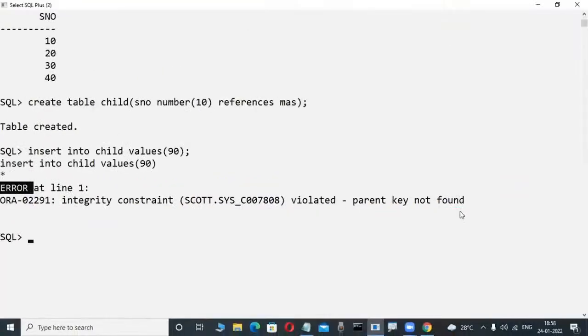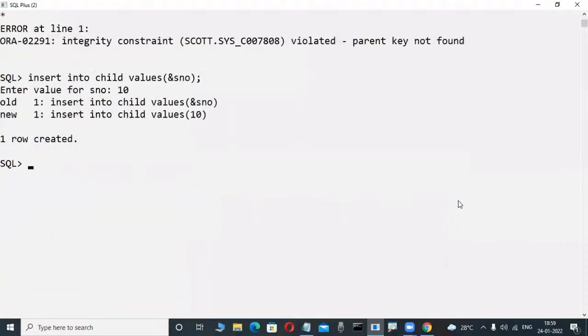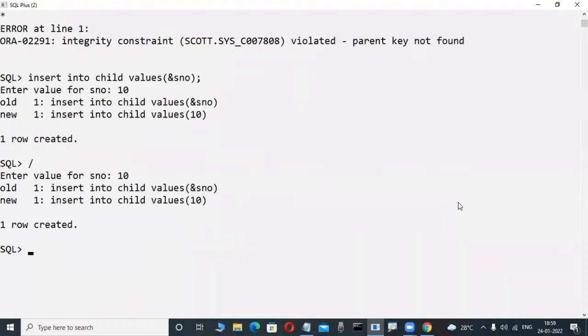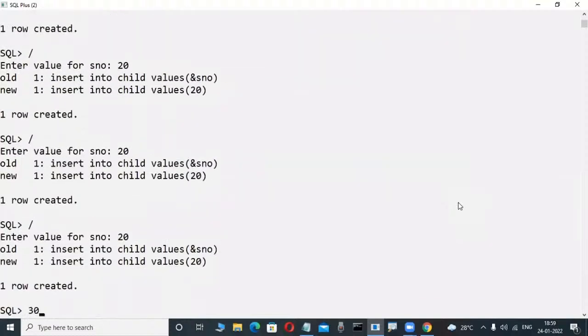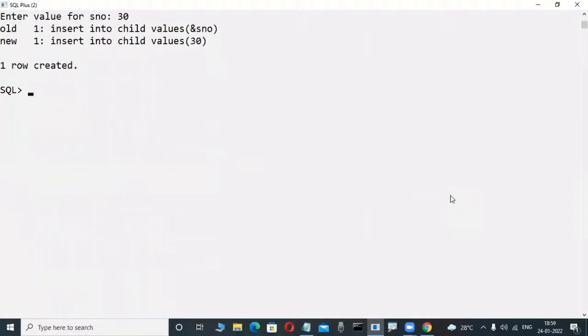Now suppose I try to insert some values. Again 10. Is a duplicate possible? Possible. Observe, 10 I'm inserting, again 10 possible. Again 20 possible, again 20 possible. Again 30 is possible. Like this, duplicate data is possible in the child table.